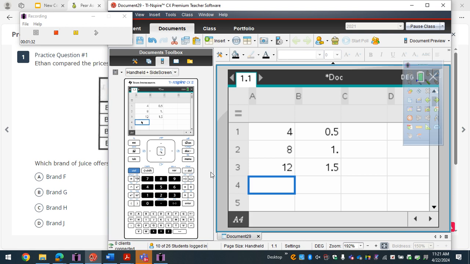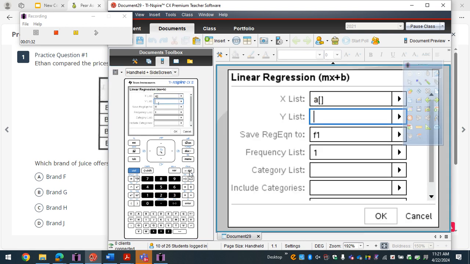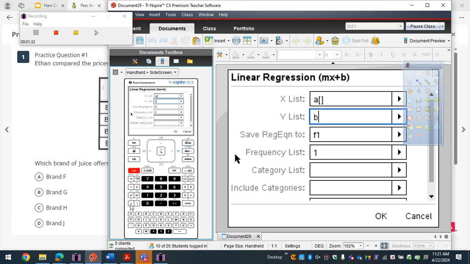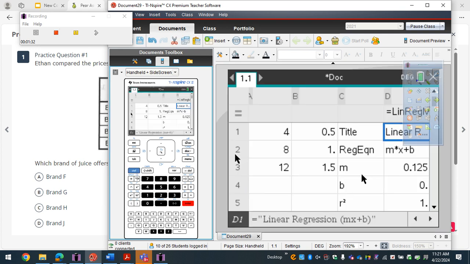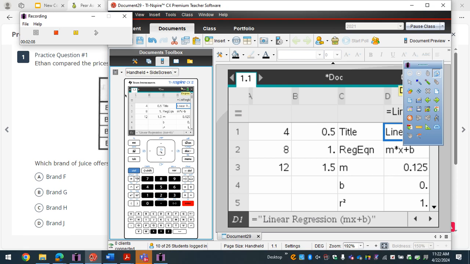Okay, I can come back over here. Menu 413. Come out here to B, and then Control and left-hand side. Now what happens here, you're going to see that B is equal to 0. Proportion means it goes to the origin. So brand J is your answer.